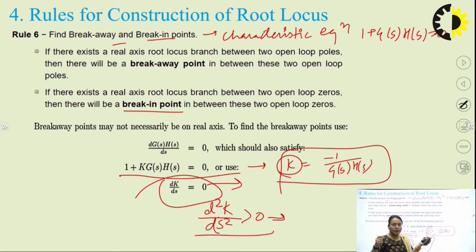Why? Because when two consecutive poles are there, the two branches of the root locus are originating from those poles. Now we have to use the breakaway point to break them, going away from each other, right? And similarly for the break-in point, when there are two consecutive zeros, we have to use the break-in point, because two different branches are terminating at the consecutive zeros. So the break-in point will converge these two branches and forward them as one branch, okay.